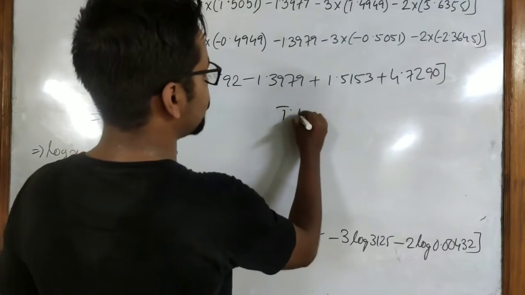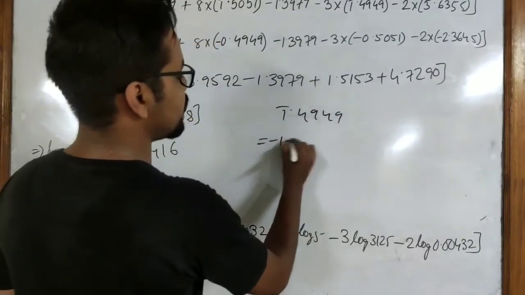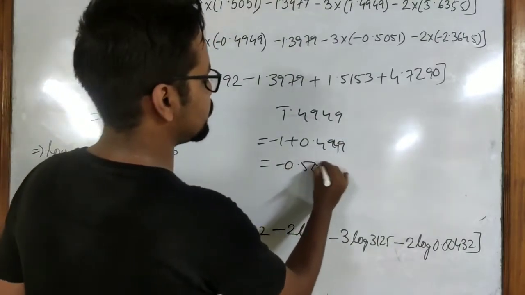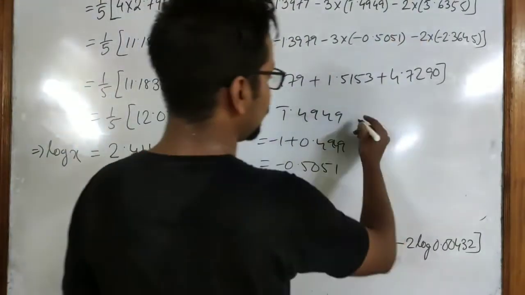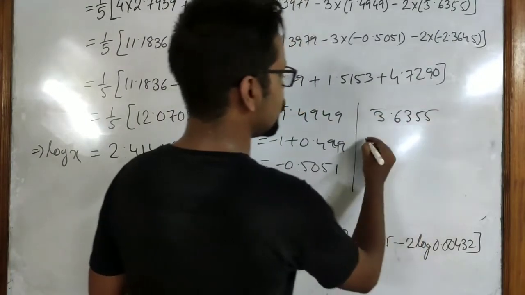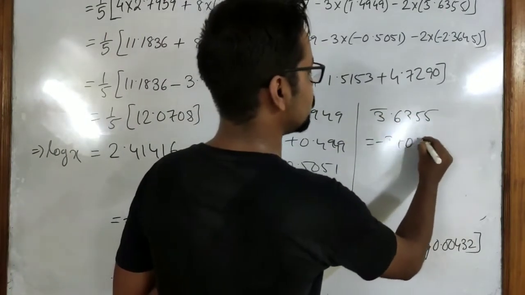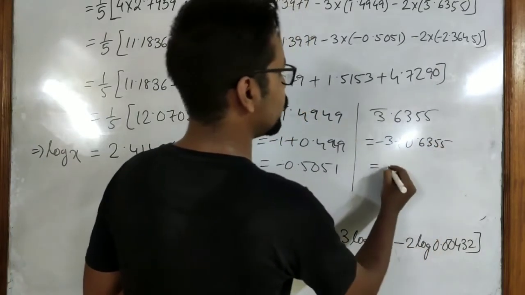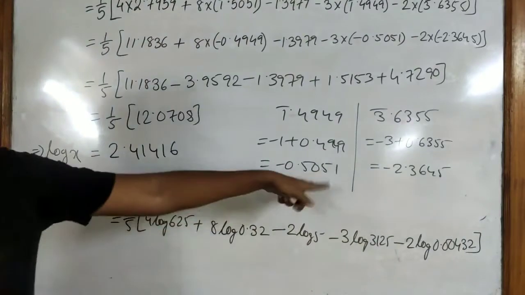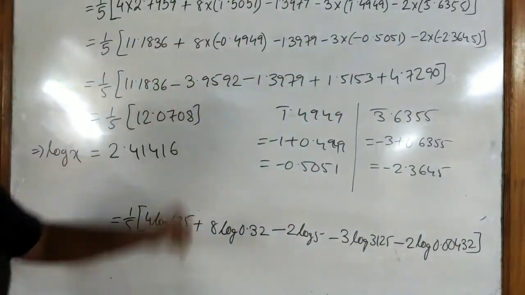So 1 bar 0.4949 means -1 plus 0.4949, which is -0.5051. And if you want to know how this one is done, it is 3 bar 0.6355, which you write as -3 plus 0.6355, and you get -2.3645. So that's how we have got these two values and this one as well.